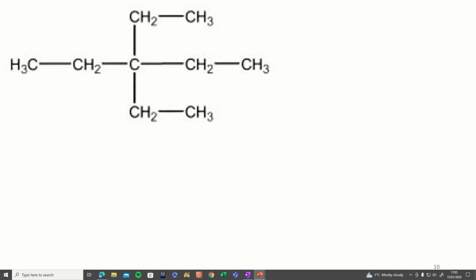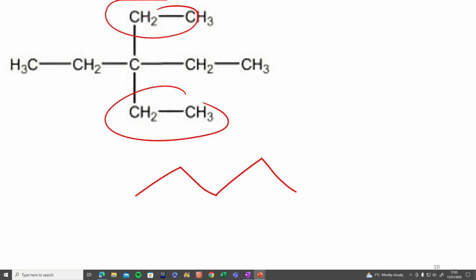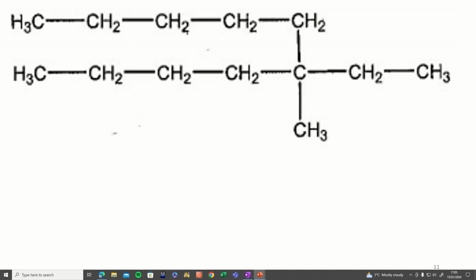That's it. This one we have 5, 1, 2, 3, 4, 5. We have 2 ethyl groups, okay, which we need to deal with on the 3rd. So we go 1, 2, and we go 1, 2. There we go. That's our compound, exactly the same as above.